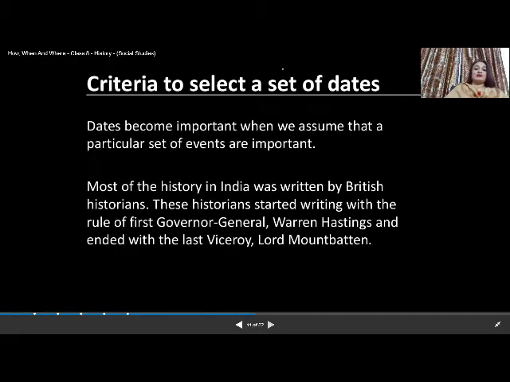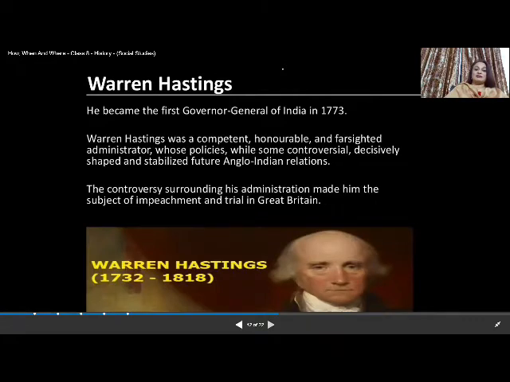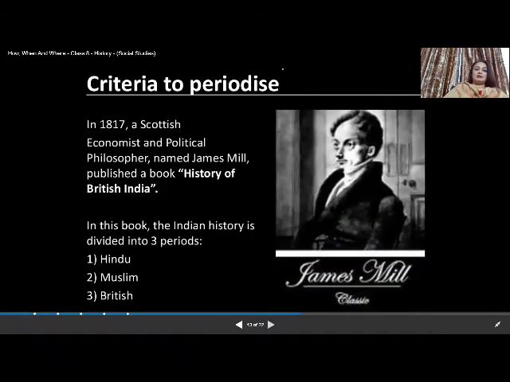Most of the history in India was written by British historians. Warren Hastings became the first Governor General of India in 1773. He had a criteria to prioritize. James Mill, who wrote in 1817, was a Scottish economist and political philosopher. He wrote the book History of British India. According to him, Indian history is divided into 3 periods: Hindu, Muslim, and British.